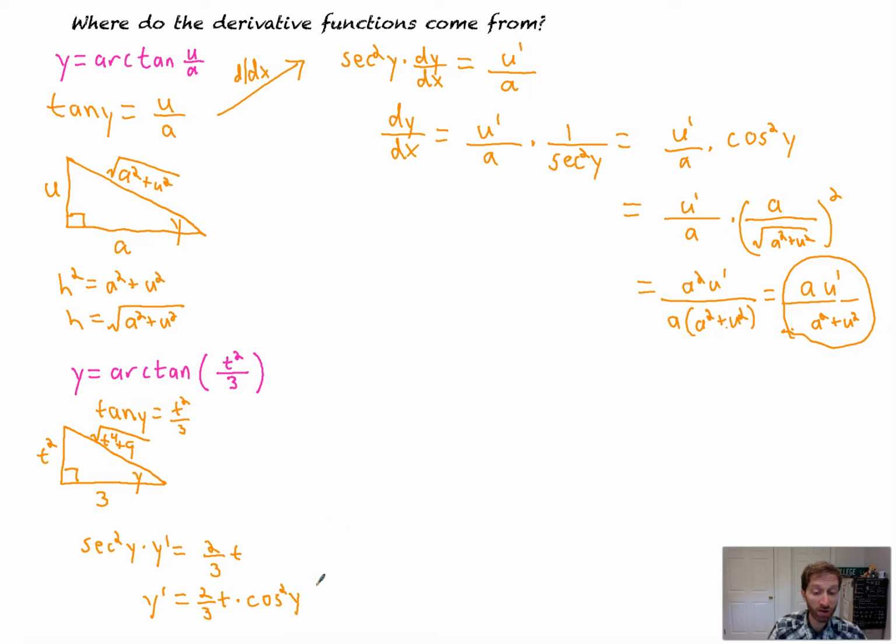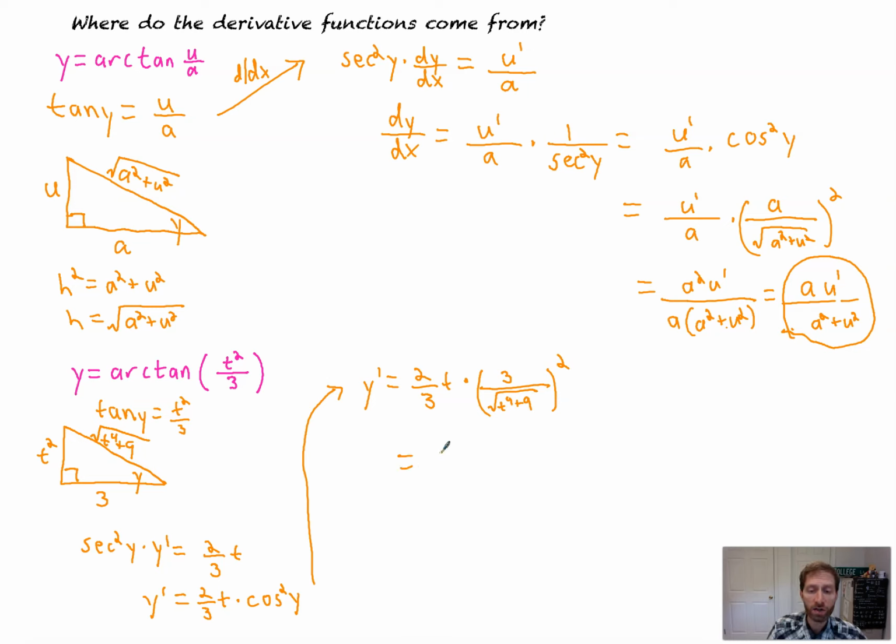Now from here, we're going to use our triangle. Let's simplify it down. So I've got y prime equals 2/3 t. Pretty sweet. Times, let's see where this goes, cosine squared. Well, that's going to be adjacent over hypotenuse, 3 over the square root of t to the 4th plus 9, all of that squared.